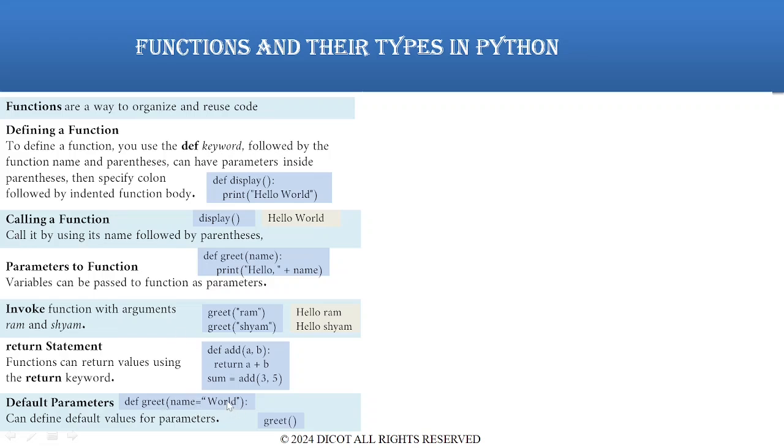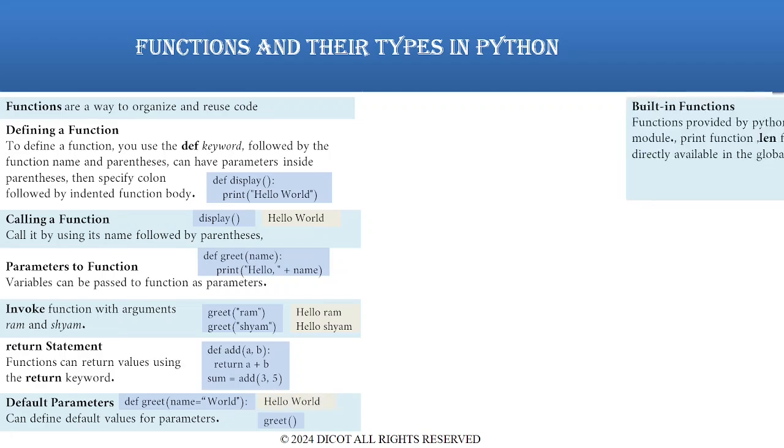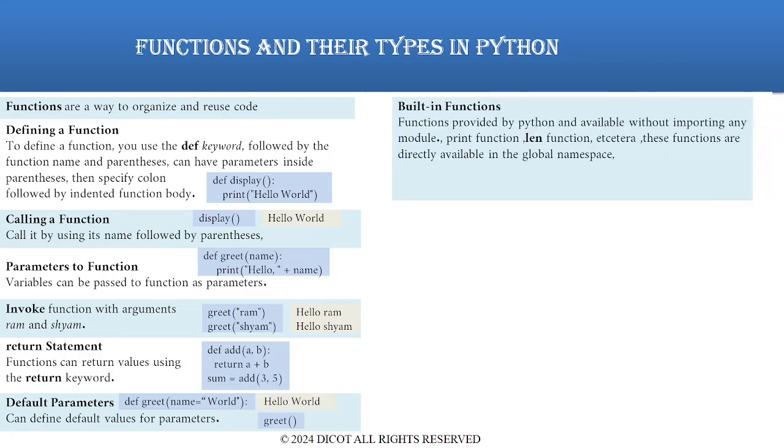Now, let's see the different types of functions in Python. Built-in functions. Functions provided by Python and available without importing any module. Example: print function, len function, etc. These functions are directly available in the global namespace. Example: len of string hello will return value 5.